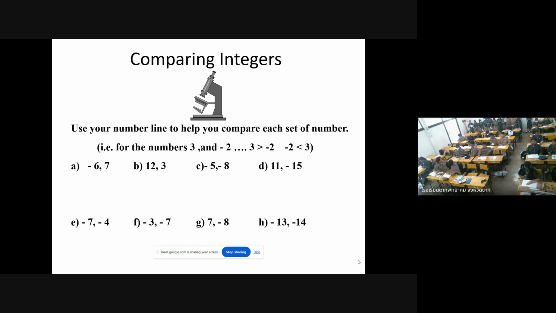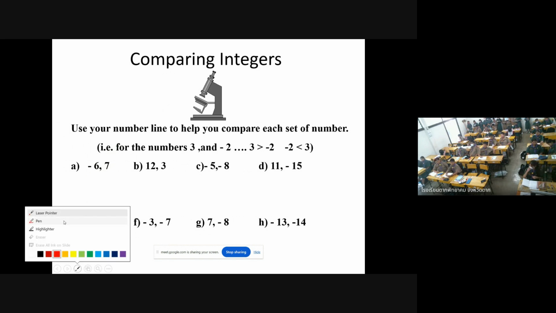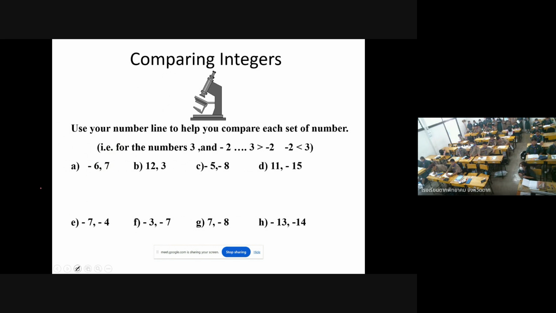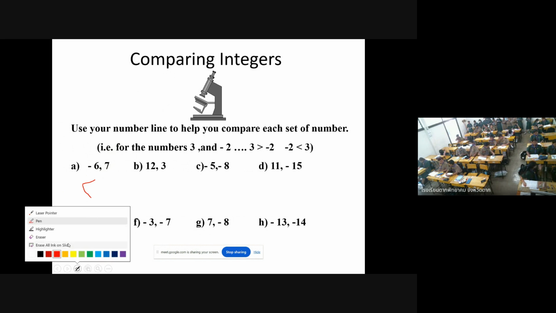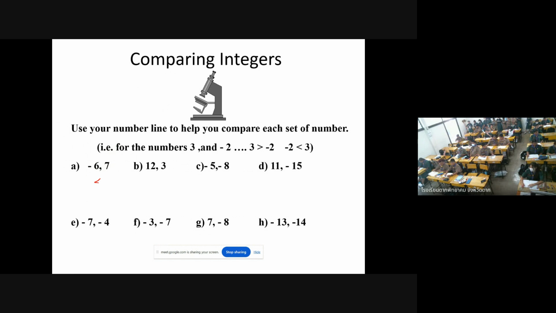Okay. So we have here for letter A, we have the given integers comparing -6 to 7. What do you think will be the answer? -6 is less than 7. So again, the answer would be less than. -6 is less than 7. Next number, letter B, 12 and 3. The answer is 12 is more than 3.